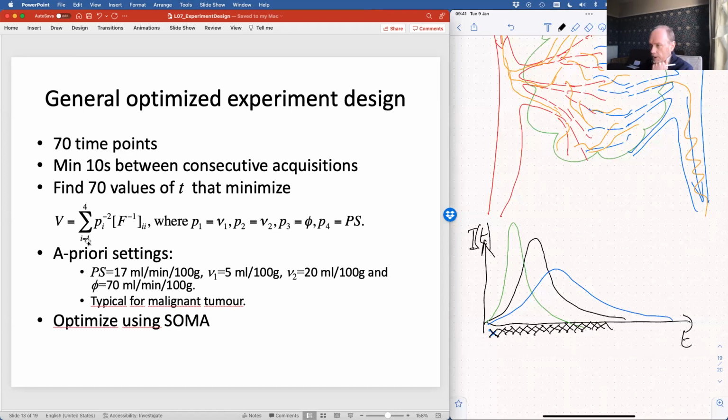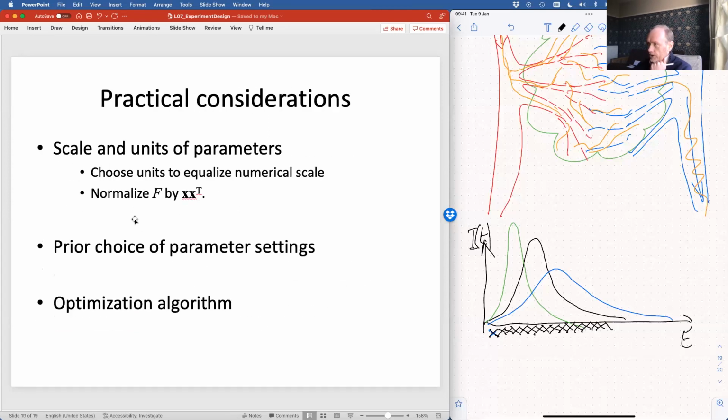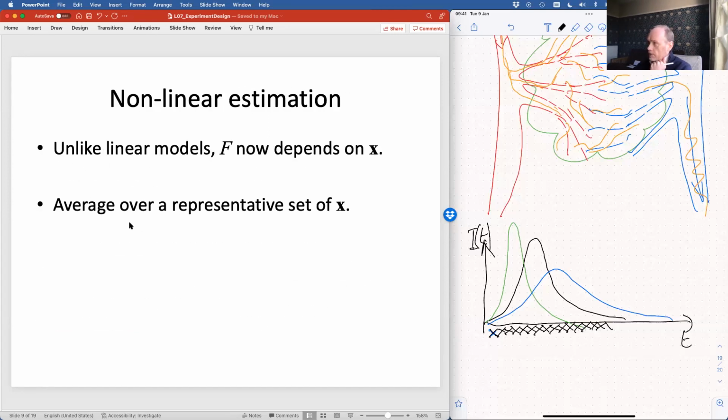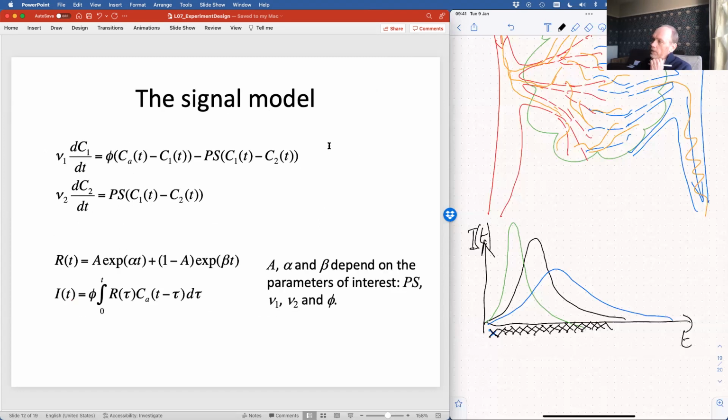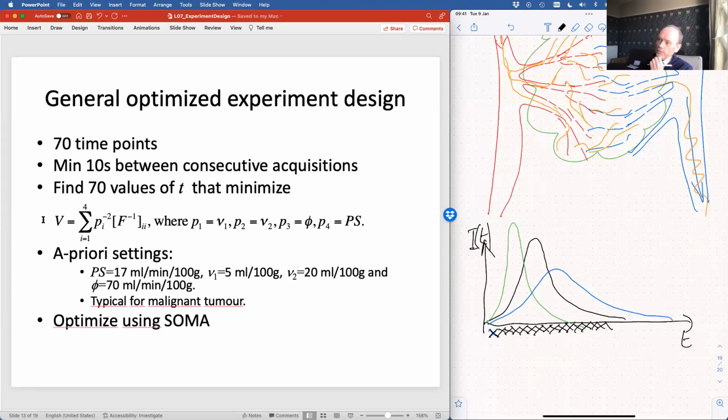What's it doing? It's summing over the 4 parameters the ith element of the inverse Fisher matrix. Thank you, A optimality, I think that's right. It's the one where we're looking at the trace. Yeah, minimizing the trace of the inverse of F, exactly. Let's go back there. So we set up an optimization where we're using A optimality and minimize the trace of the inverse Fisher matrix.